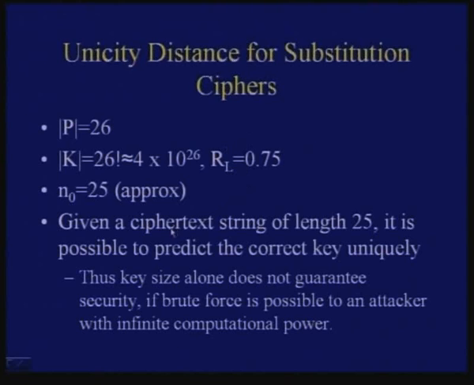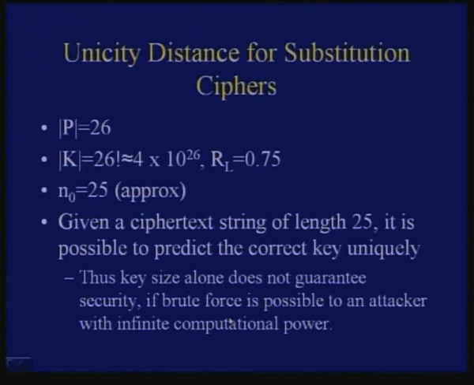Okay, so that means that given a ciphertext string of length 25, an unbounded attacker can predict the unique value of the key. Thus, what we observe here is that a large key size alone does not guarantee security if brute force is possible for an attacker with infinite computational power, right. For such an attacker, even with such a big key, he requires just 25 ciphertext characters to find the value of the key. All these measures are of course probabilistic, but they will match the actual result quite closely, right.